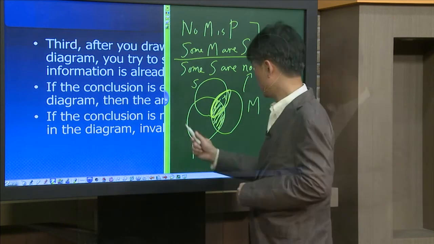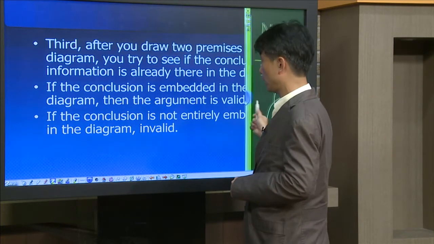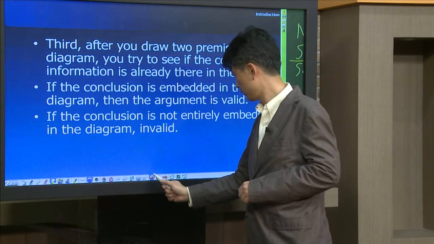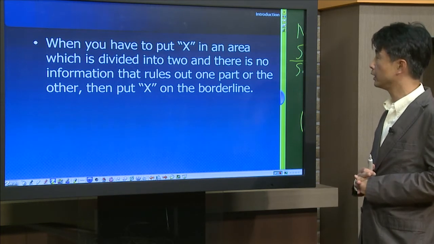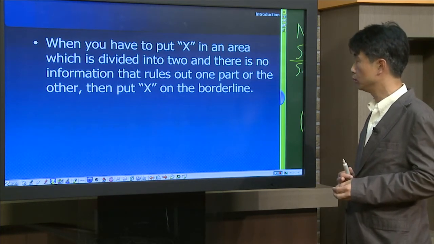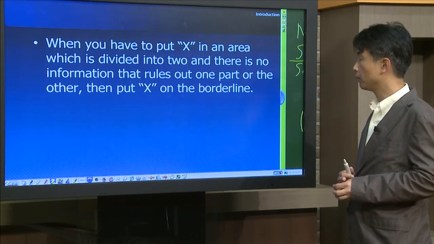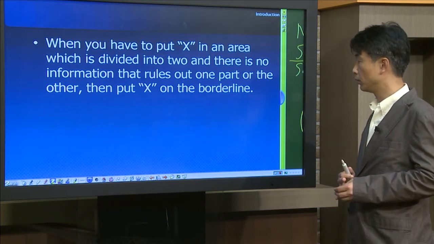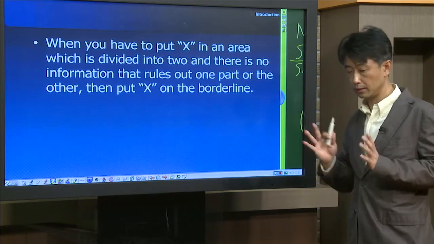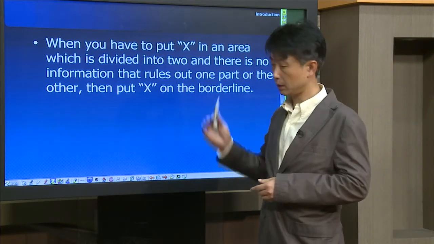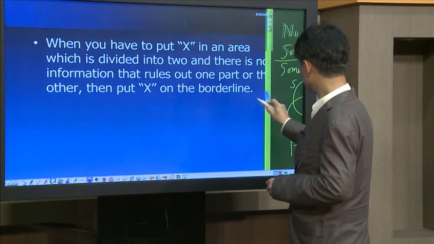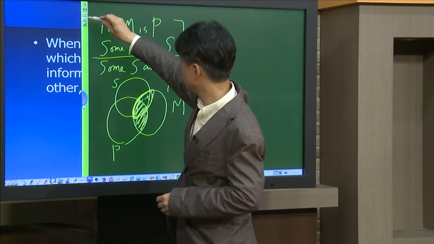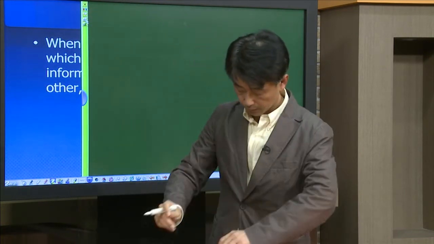Okay? There is one thing that needs to be explained. Let's go back one step. It says when you have to put X in an area which is divided into two, and there is no information that rules out one part or the other, then put X on the borderline. Let me explain this by using a different example. Okay? Let me erase this.